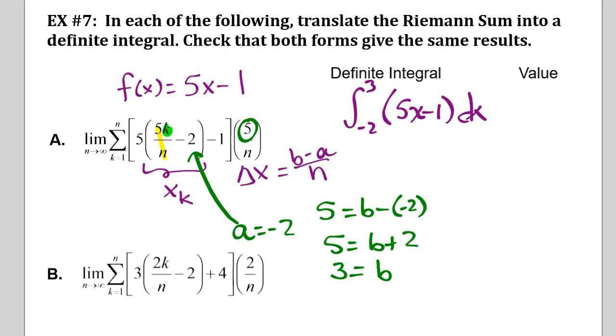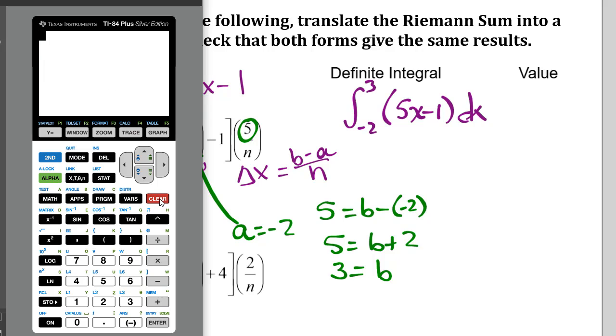All right, so we can check to make sure that we get the equivalent expressions using our calculator. So I'm going to do the integral first. We've got math, option 9. I'm integrating from -2 to 3 of 5x minus 1 dx. Got 7.5. We can change that to 15 halves if we needed to.